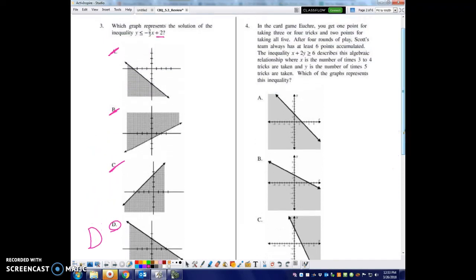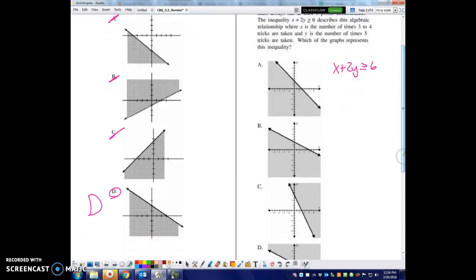Number 4. In the card game, you get 1 point for taking 3 or 4 tricks and 2 points for taking all 5. After 4 rounds of play, Scott's team always has at least 6 points accumulated. The inequality x plus 2y is greater than or equal to 6 describes this algebraic relationship where x is the number of times 3 to 4 tricks are taken and y is the number of times 5 are taken. Which graph represents this inequality?